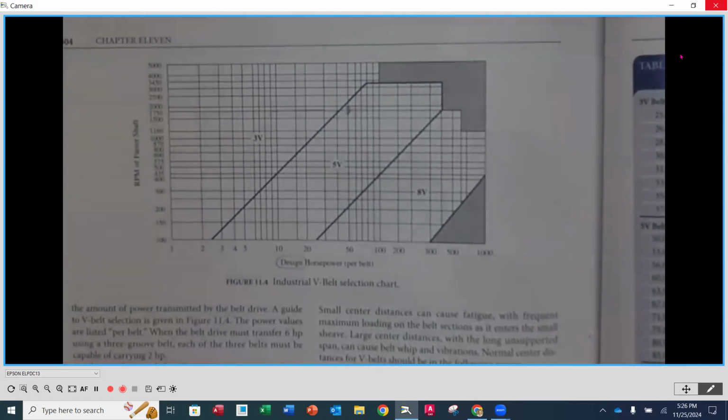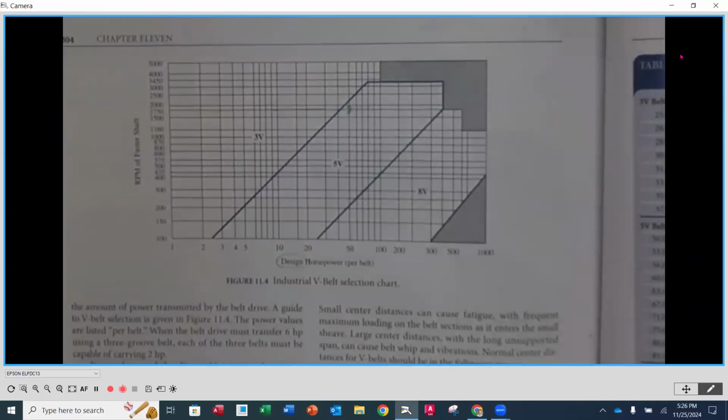Okay, so we don't just pull it out of the air and just try something. We're going to use this chart to help us get in the ballpark, to start at a good place.